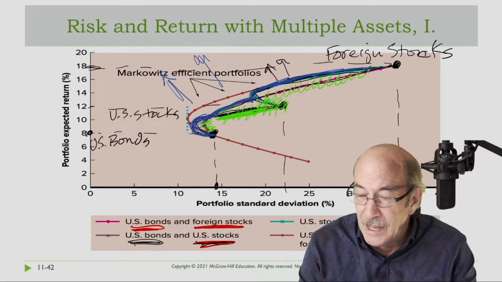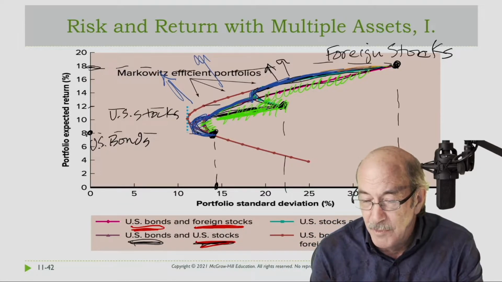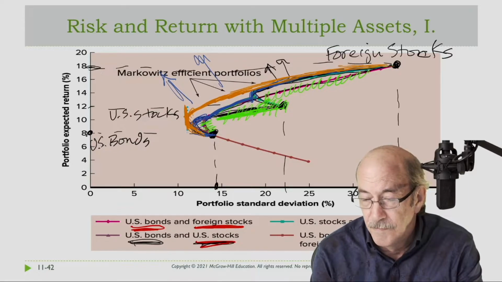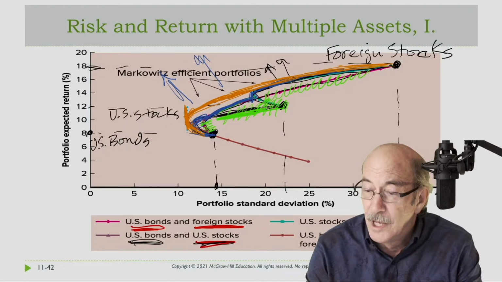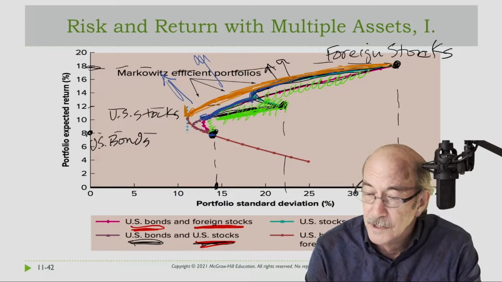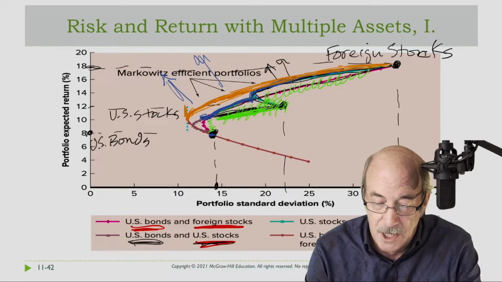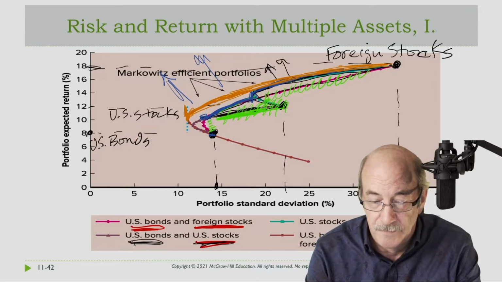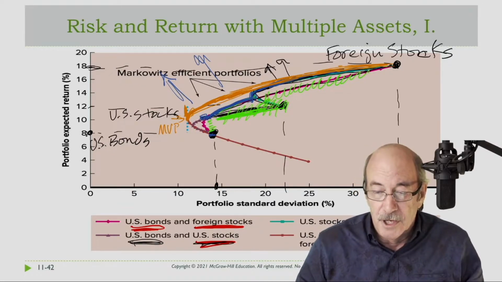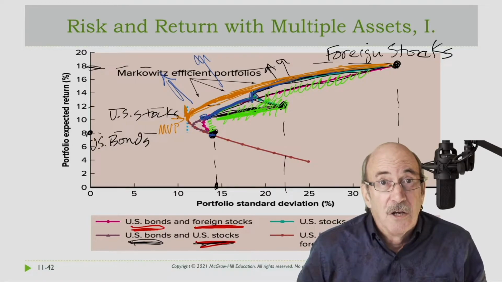So when I do that, I'm able to create this new, most efficient frontier that goes from here all the way up to here. And let me get rid of this part down here because I shouldn't have drawn that in. It stops right there at the minimum variance portfolio. There's my MVP for the 3-asset portfolio.